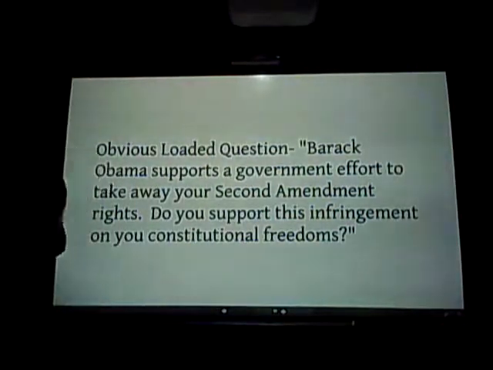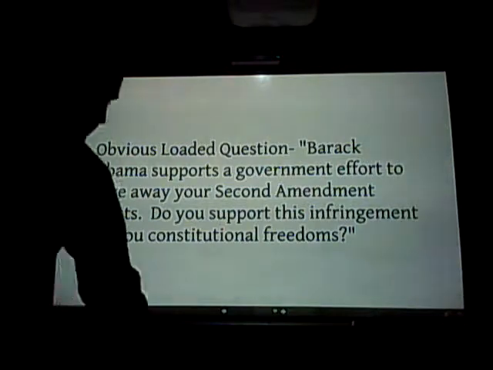Here's an obvious loaded question. Barack Obama supports a government effort to take away your Second Amendment rights. Do you support this infringement on your constitutional freedoms? No, I don't want people taking away my freedoms. Of course not. I don't support that. It's a loaded question. It's designed to push you into giving a certain answer. Okay? Now that one's obvious.